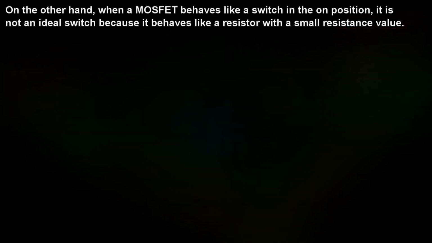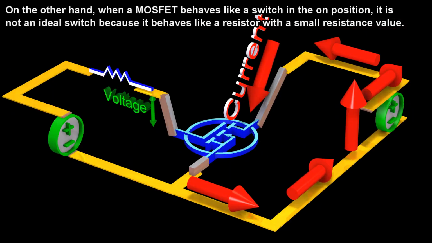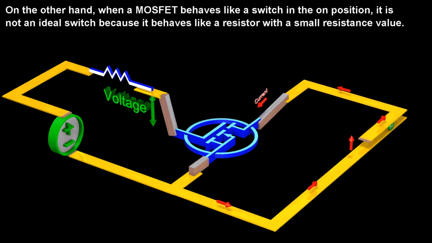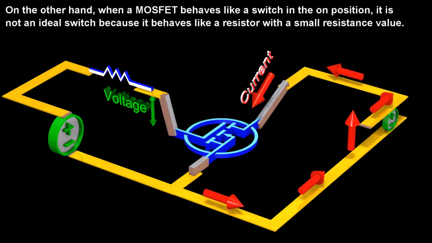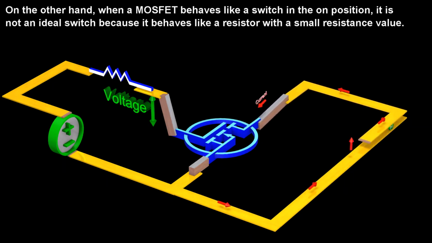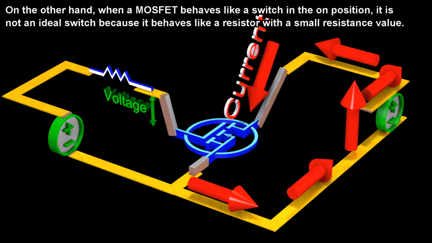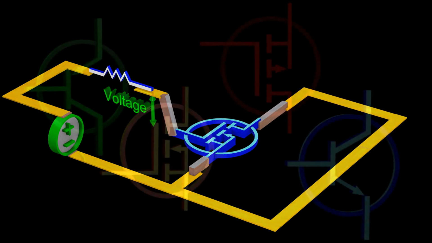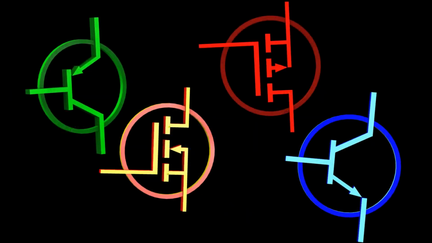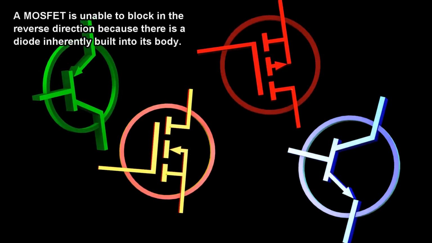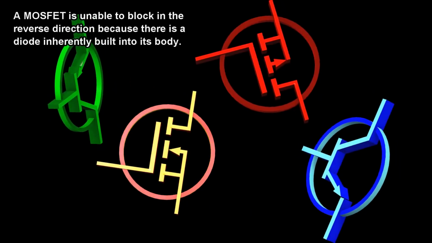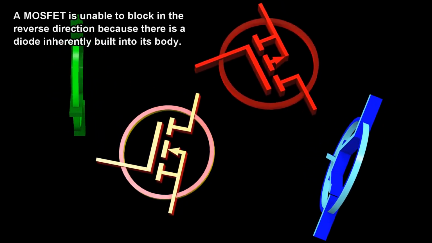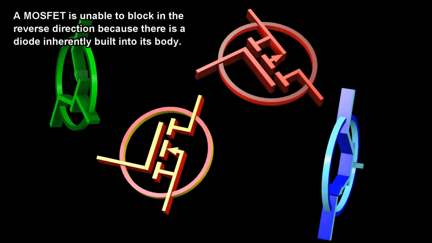On the other hand, when a MOSFET behaves like a switch in the on position, it's not an ideal switch because it behaves like a resistor with a small resistance value. A MOSFET is unable to block in the reverse direction because there is a diode inherently built into its body.